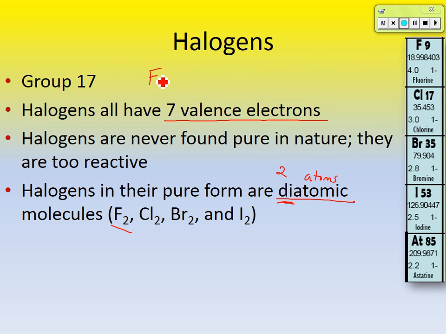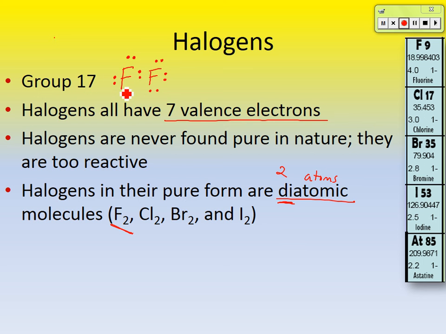Fluorine. If we draw its dot structure, how many dots are you going to draw around it? 7. So let's do that. 1, 2, 3, 4, 5, 6, and 7. Well, it says it's diatomic, which means it forms a bond with itself. So another fluorine comes along. It's got how many? 7. 1, 2, 3, 4, 5. Can I put more than 2 on one side? Nope. 6 and 7. Now there's the dot structure for both of them.